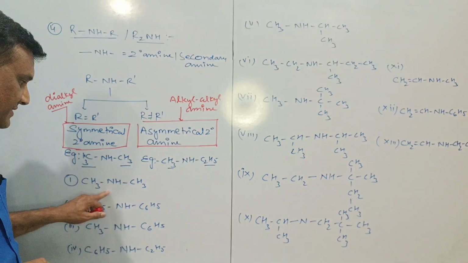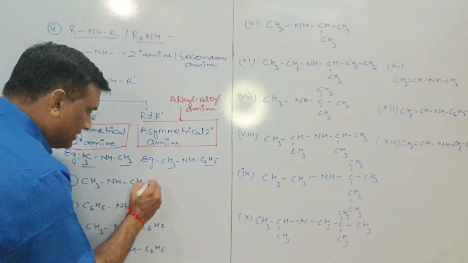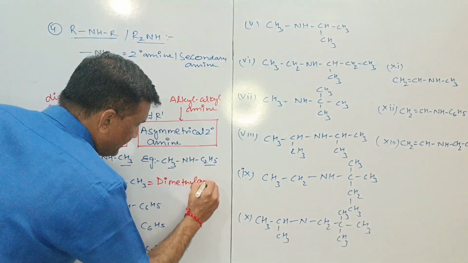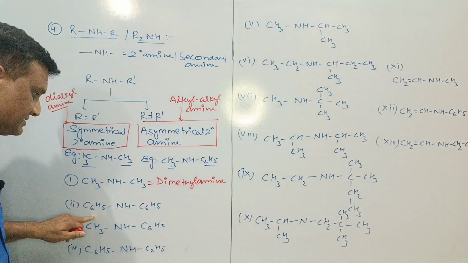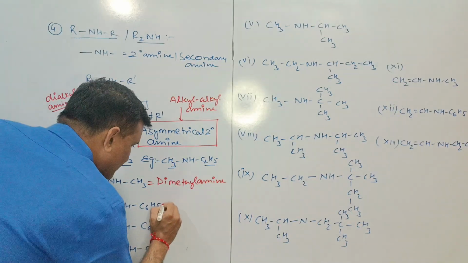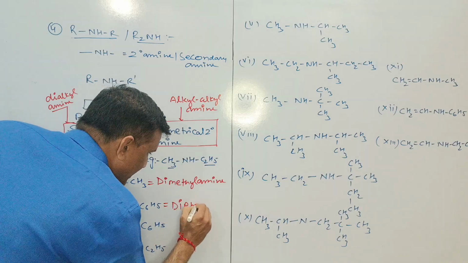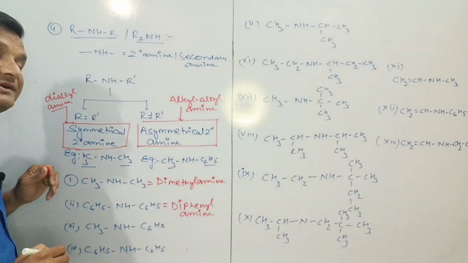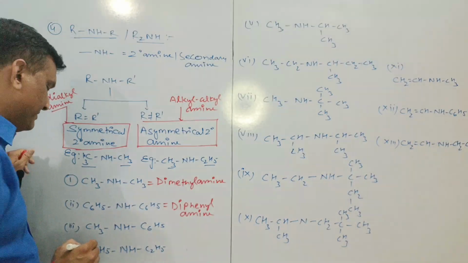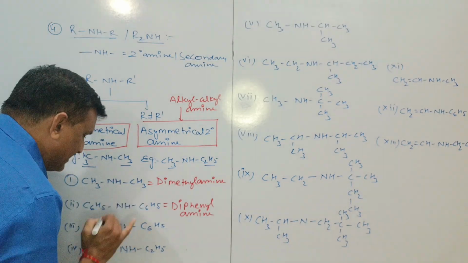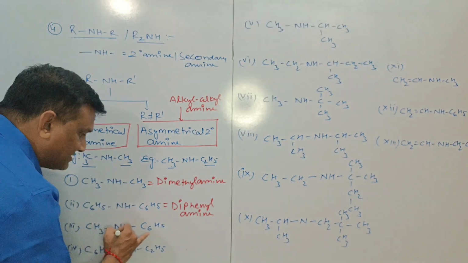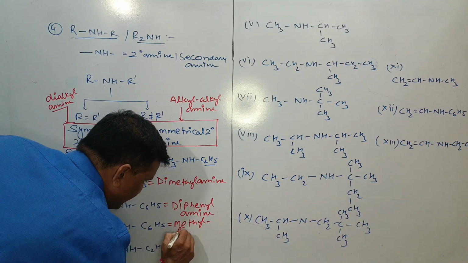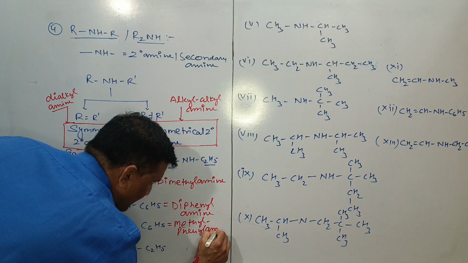So if you go with this example, both are methyl, so you will call it dimethyl amine. Here both are phenyl, so diphenyl amine. Both are symmetrical amines, that's why just dialkyl amine and diaryl amine. Here both are different, so it will be an asymmetrical amine. This is methyl, this is phenyl. Alphabetically methyl is more prior, so this will be methyl phenyl amine.